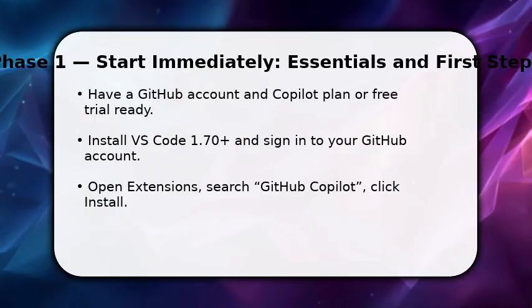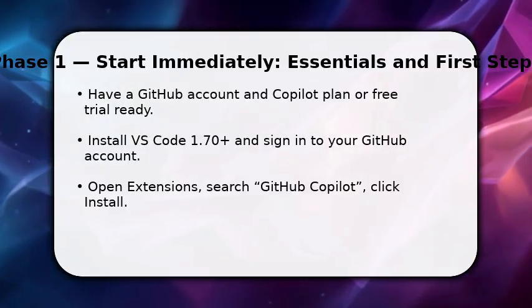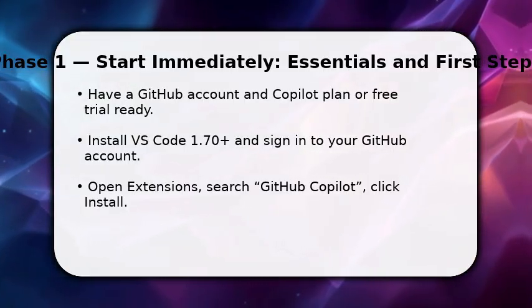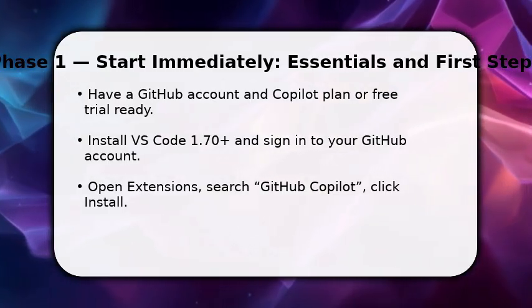Enjoy the video. You need a GitHub account and an active Copilot plan or trial. This unlocks the service. Once you have that, make sure VS Code is updated to a recent release. Extensions behave best on modern builds.